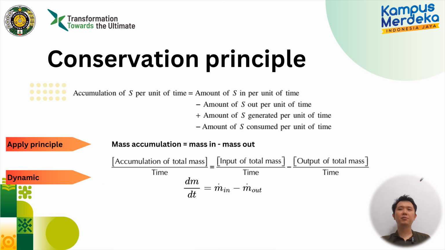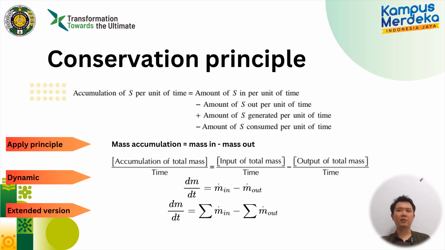In dynamic model, we will get that accumulation rate equals to total entering mass rate subtract with total exiting mass rate. We can expand our model to detail all entering and exiting mass.